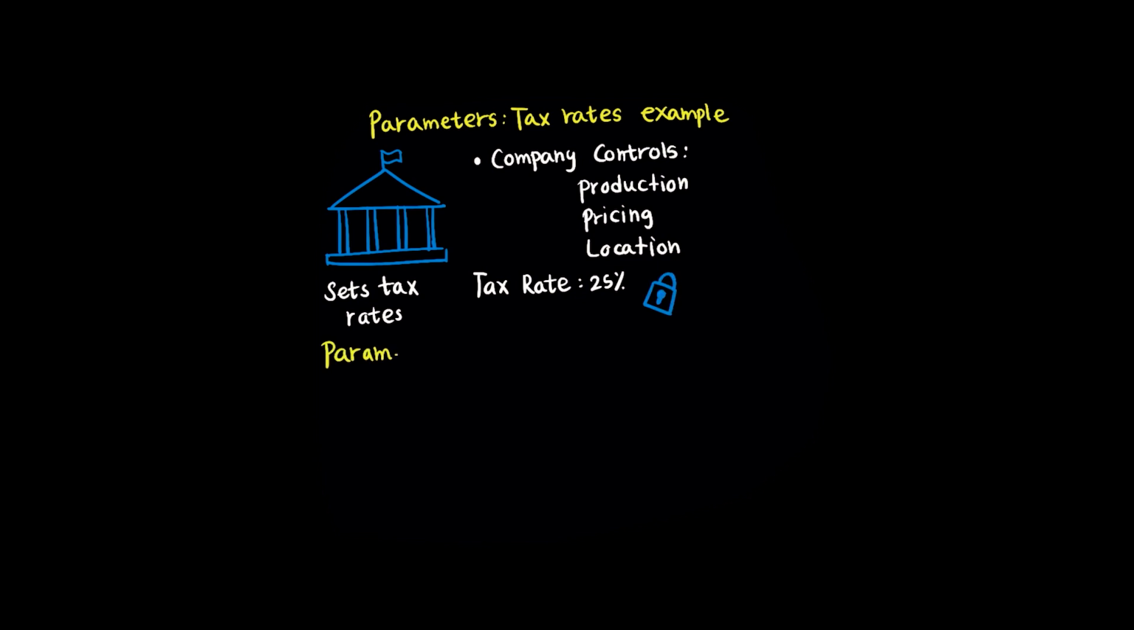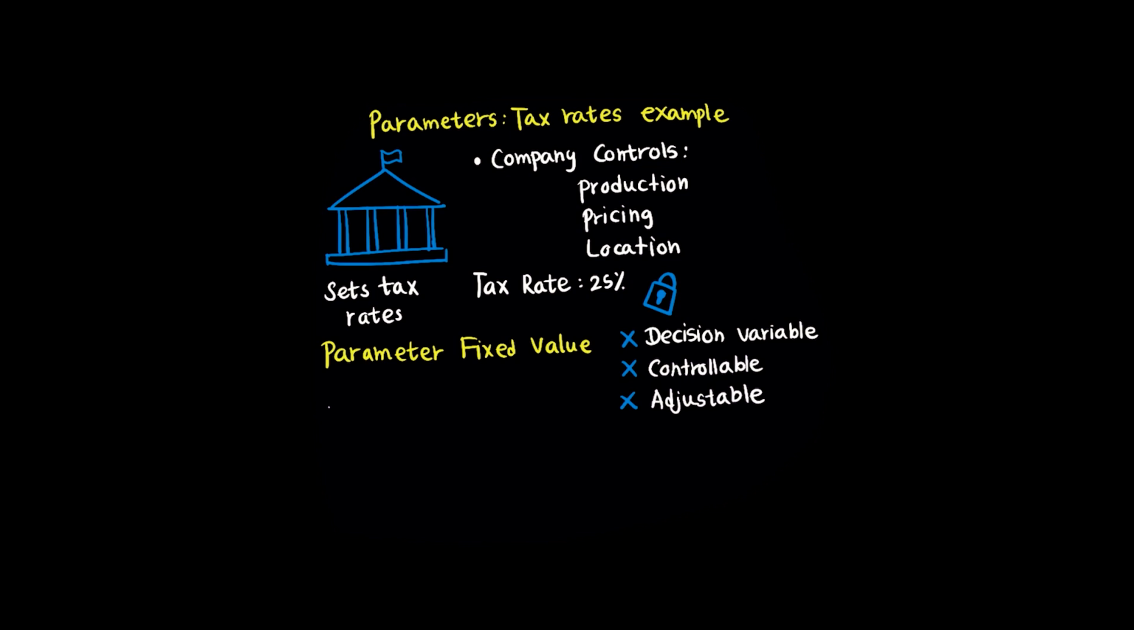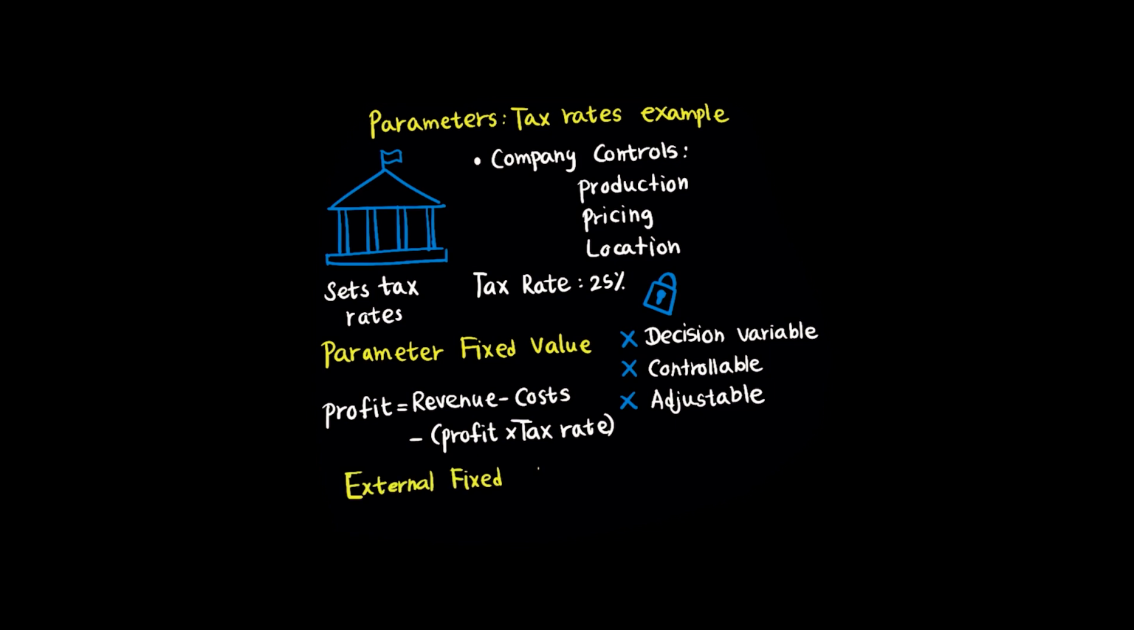This makes tax rates classic parameters, not decision variables. They're not controllable factors or adjustable elements. Companies must simply comply with whatever rates exist. Your model might show lower taxes increase profit, but you can't change them. Parameters like tax rates represent external constraints within which businesses operate, unchangeable rules affecting everyone.